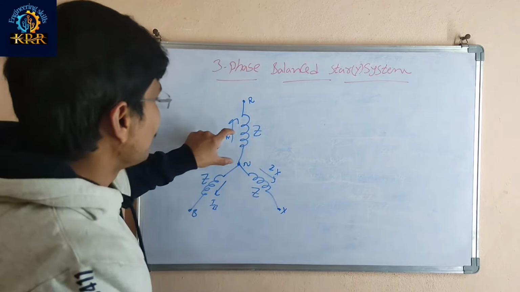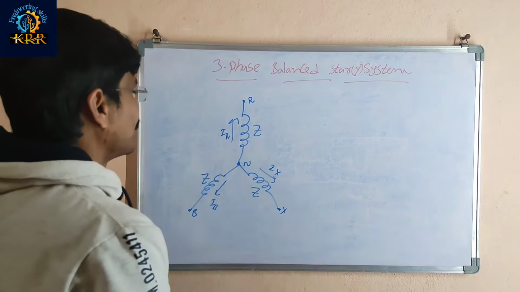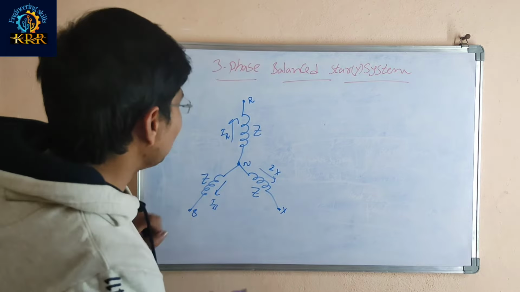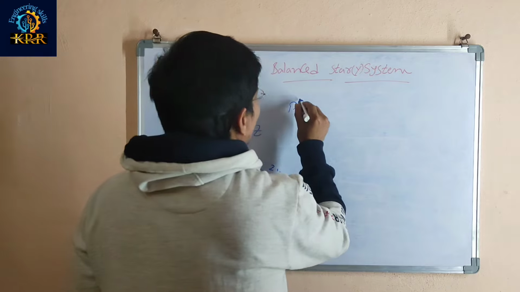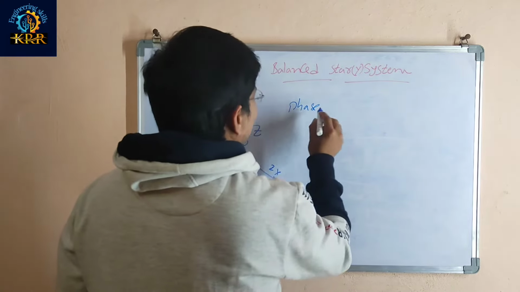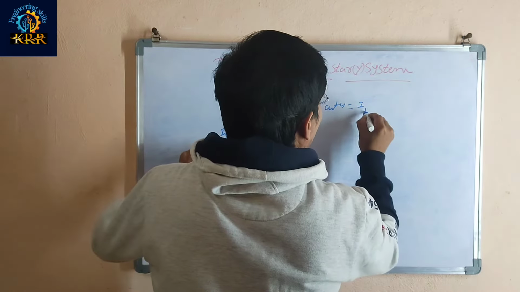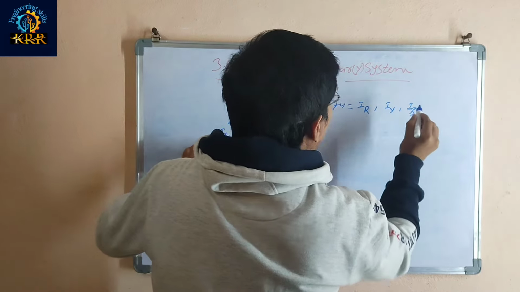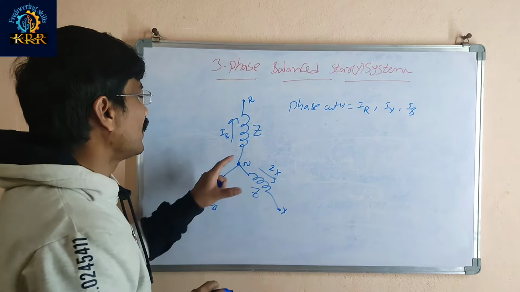In this star system, the three phases are balanced. So every phase impedance is the same, and every phase current is the same. Now we go for the phase current. Phase currents are IR, IY, IB. All three phase currents are equal.